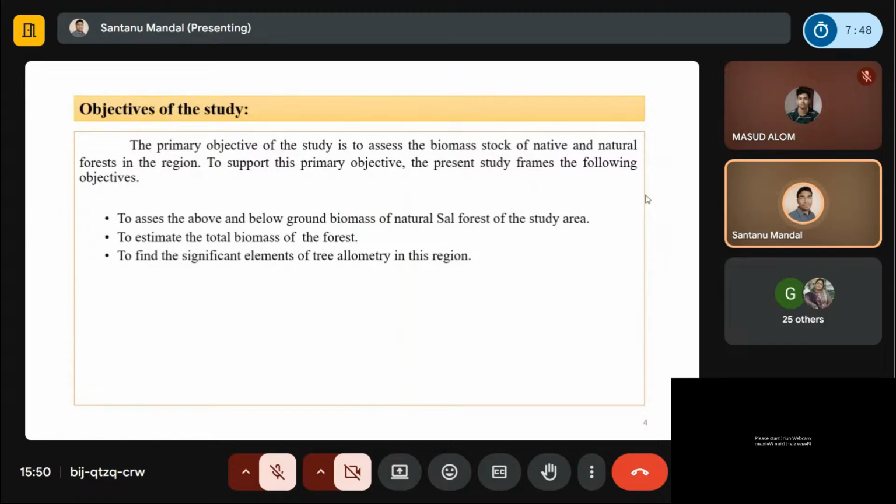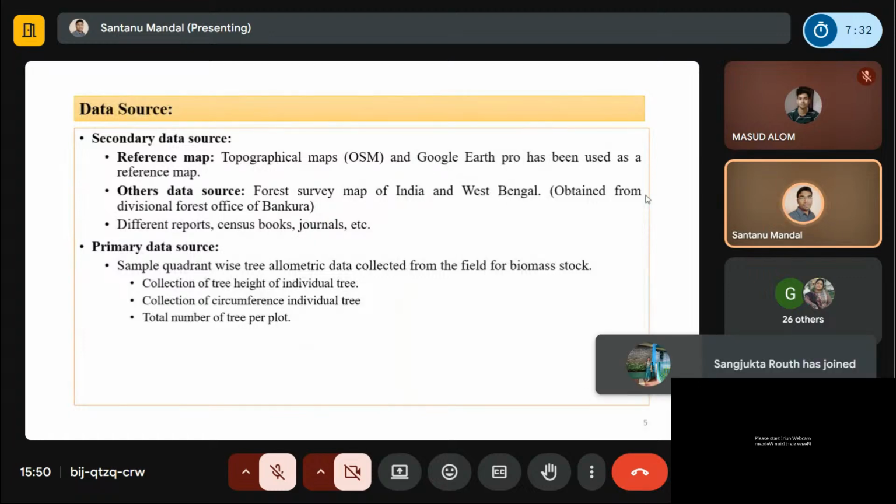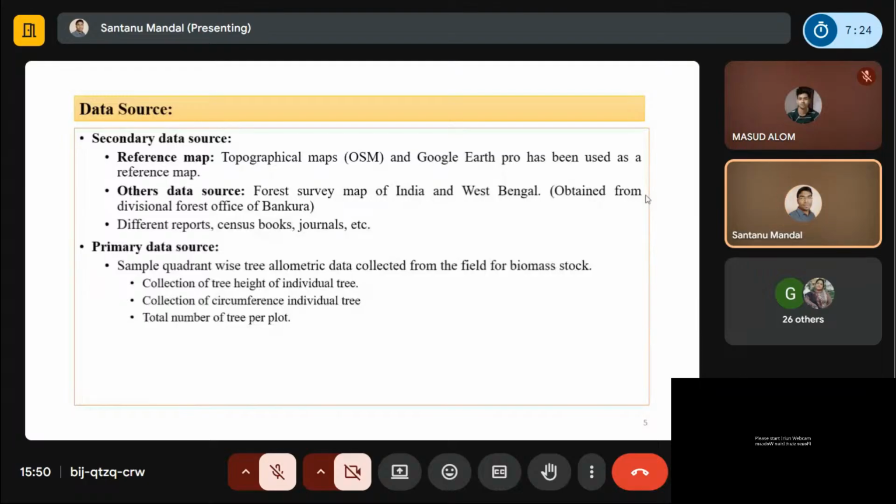Both primary data and secondary data are used. Primary data was collected from the field using sample coordinates by measuring tree height, circumference, and counting the total number of trees per plot for biomass stock estimation. This source ensured the accurate and reliable data of our study.